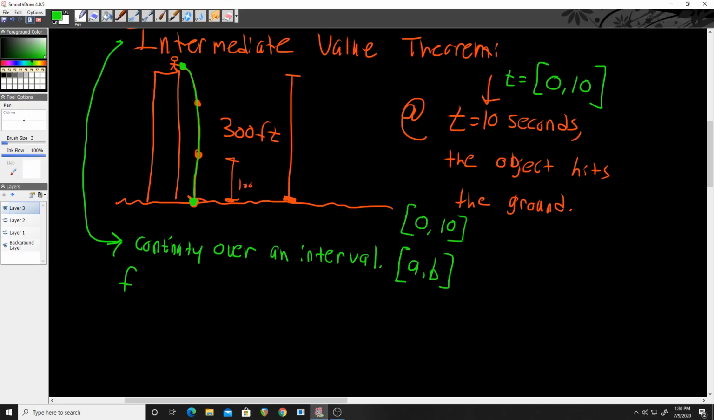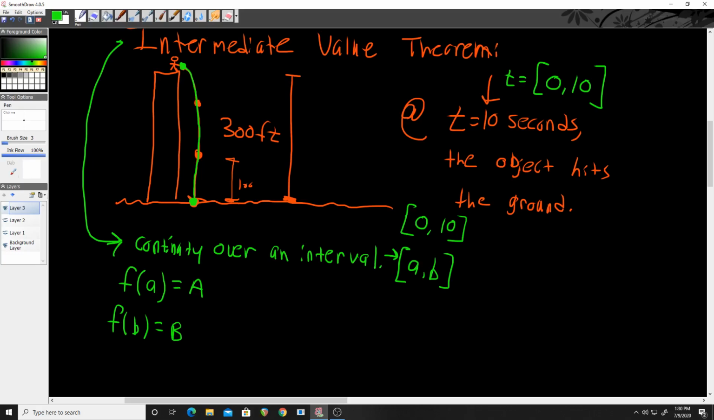But it doesn't have to be 0 to 10. It could be anything. So basically, let's say f of little a is big A, and let's say that f of little b is big B. And let's say we're continuous over this interval. Then here's what this means.